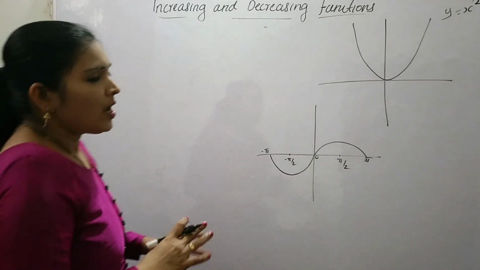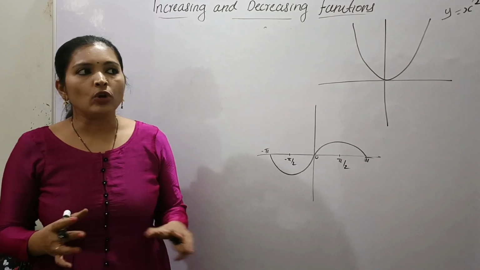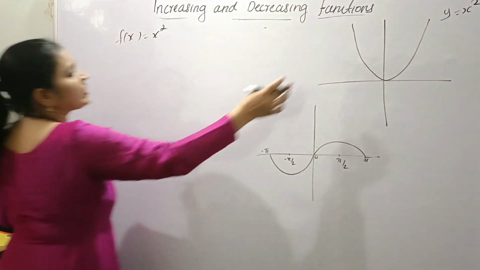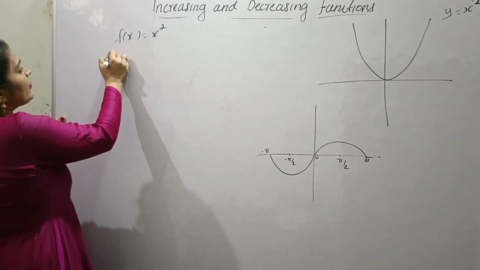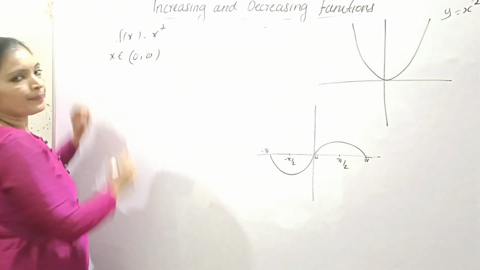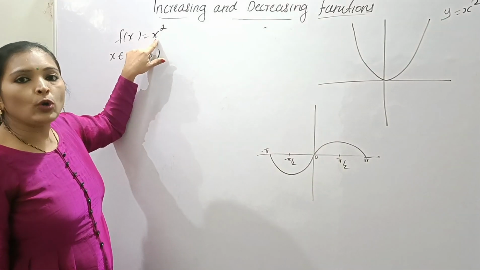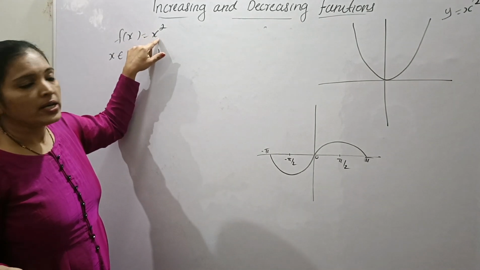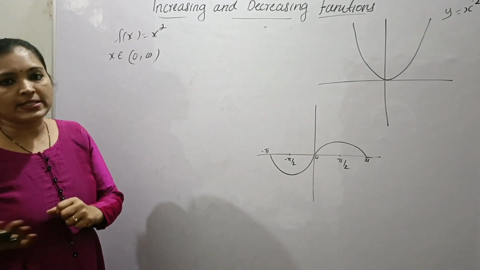Now let's understand in which interval the given function is increasing and decreasing. Let's take an example: f of x is equal to x square. Here, we know that where x belongs to 0 to infinity, as x increases, f of x increases, right? When x is equal to 0, f of x is 0. When x is equal to 1, f of x is 1. When x is equal to 2, f of x is 4. That is, as x increases, f of x increases.